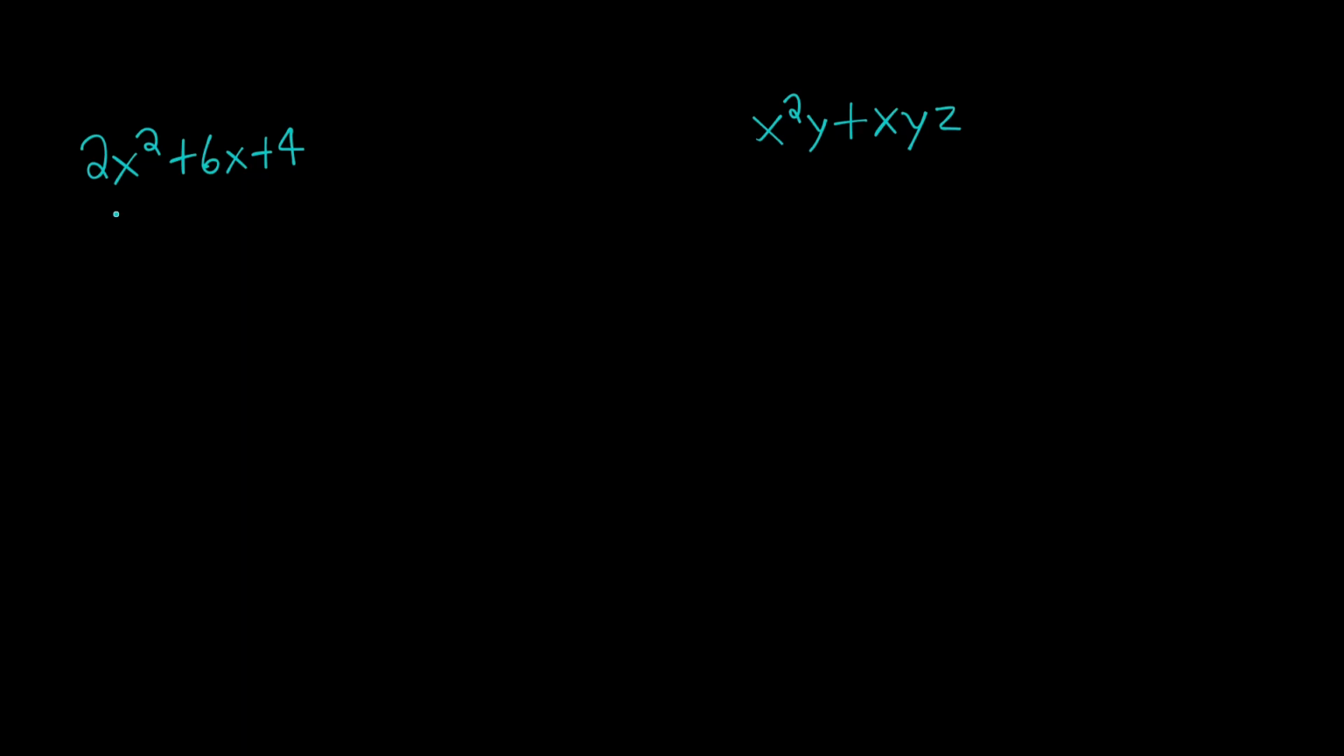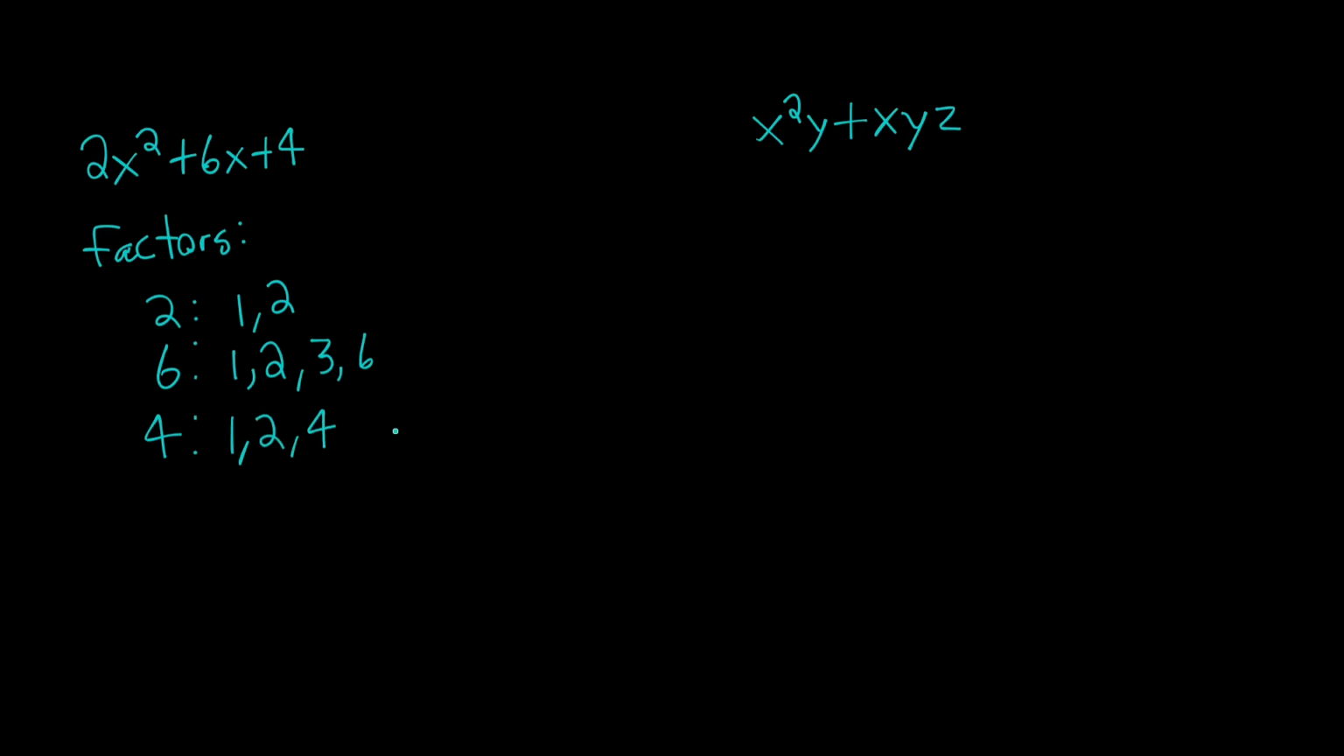So you can see that we have 3 terms here, and we can't factor out an x from all the terms because, right, there's no x attached to the 4. So that's not going to be part of the greatest common factor. So what we're going to do is consider the factors of each of these numbers here. So the factors of 2 are going to be 1 and 2. The factors of 6 are going to be 1, 2, 3, and 6. And the factors of 4 are going to be 1, 2, and 4.